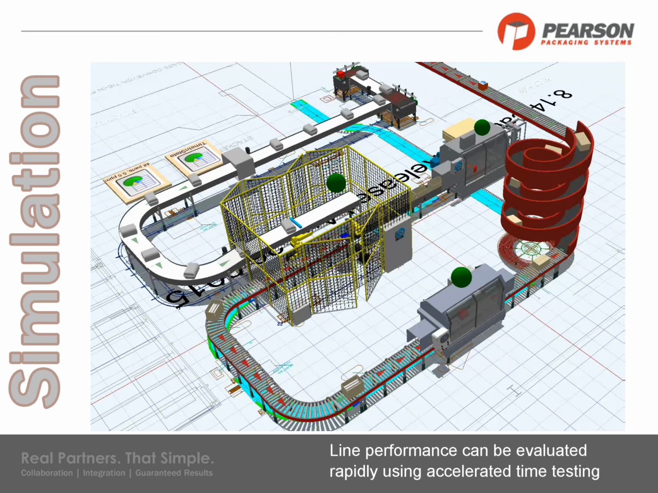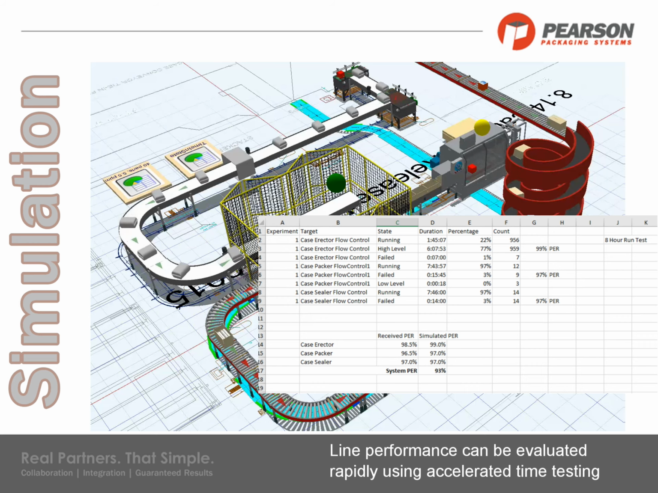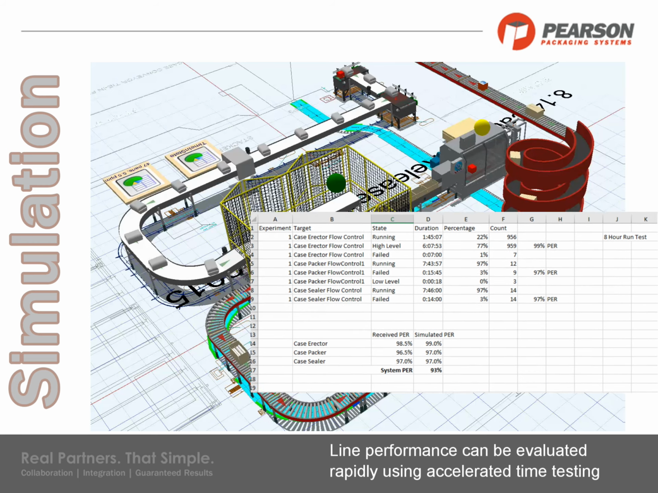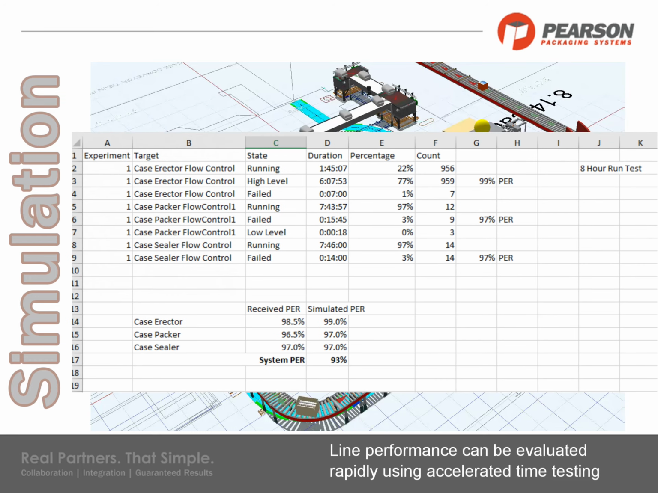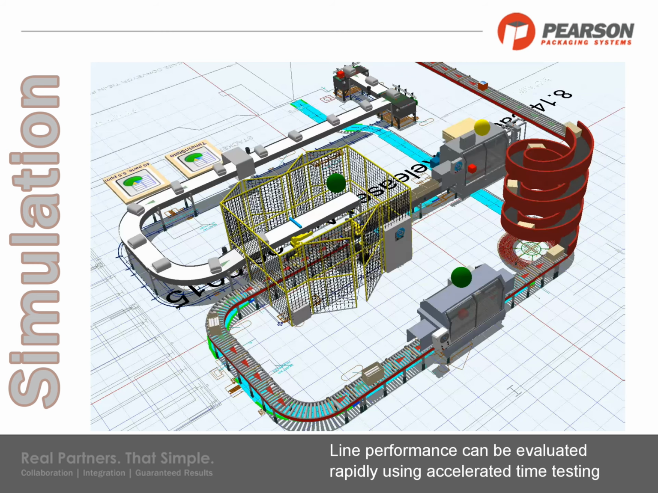There's two charts there that are actually collecting data. We evaluated this over an 8-hour run virtually, so it was done much faster actually. But we were able to punch in the numbers of the performance equipment rating for the case erector, case packer, and case sealer, and over the virtual 8-hour run, we were able to see the results.